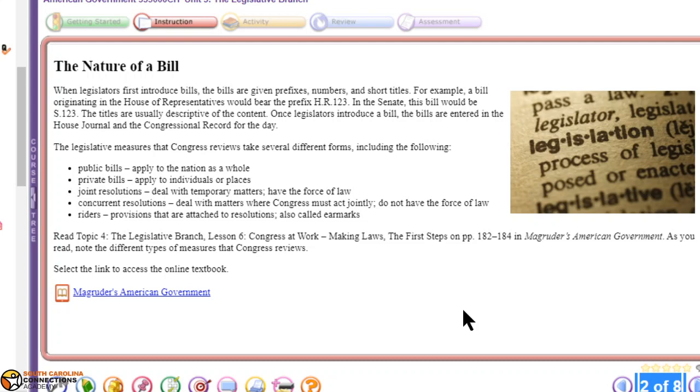The legislative measures that Congress reviews take different forms, including the following: public bills apply to the nation as a whole, private bills apply to individuals or places, joint resolutions deal with temporary matters and have the force of law, concurrent resolutions deal with matters where Congress must act jointly and do not have the force of law, and riders, provisions that are attached to resolutions, also sometimes called earmarks. All right, time to read right below to learn more about that. So take a break and read.